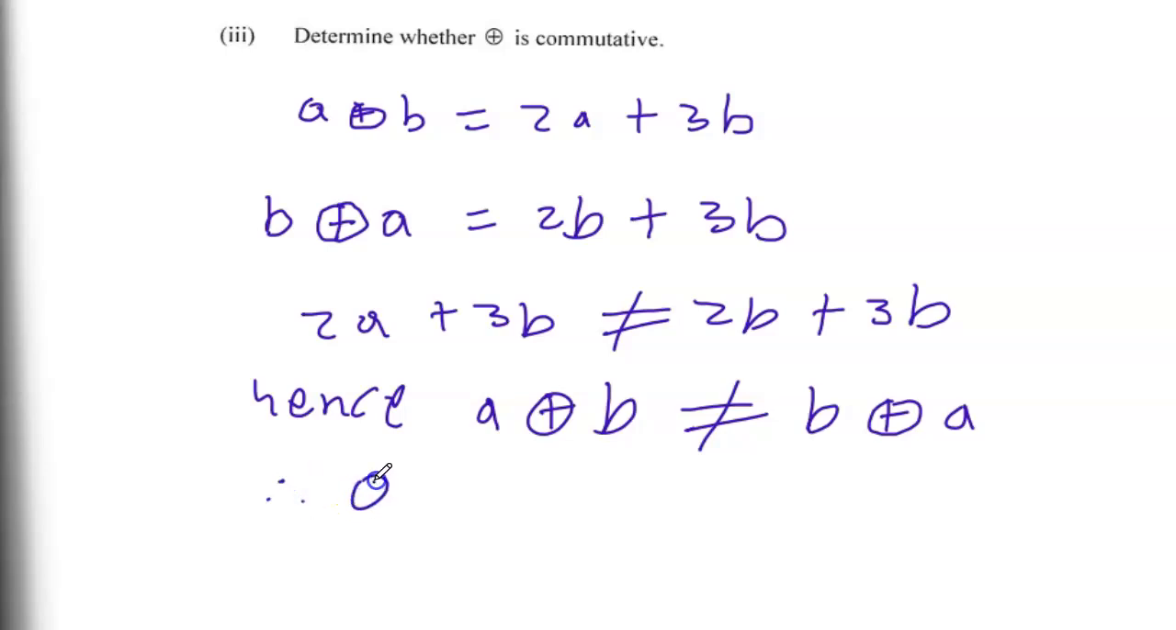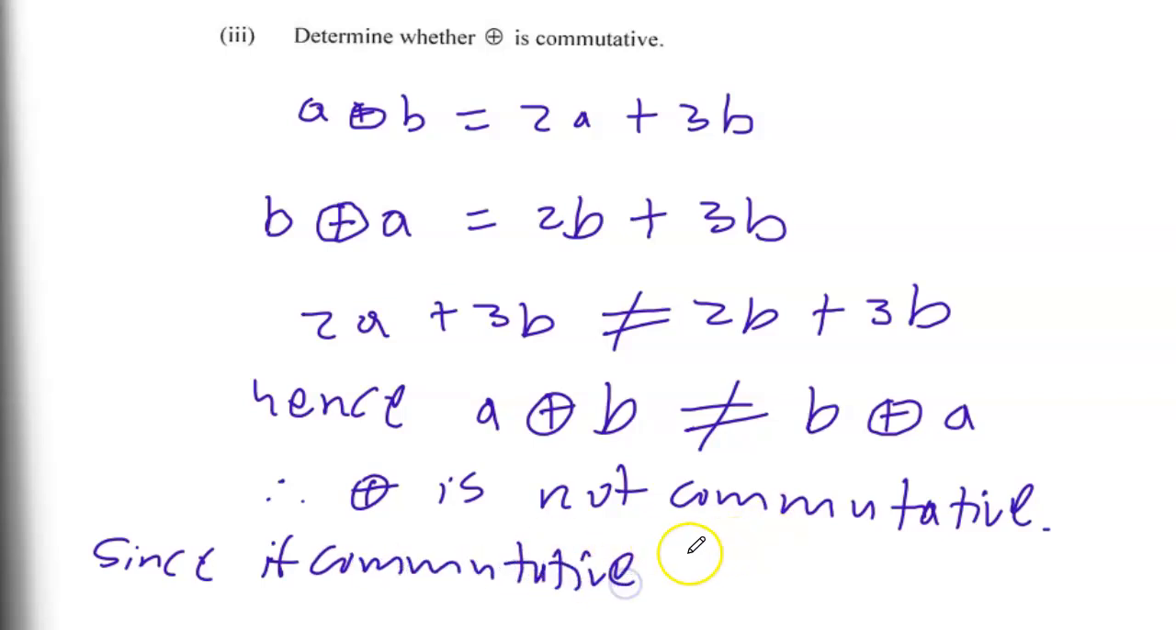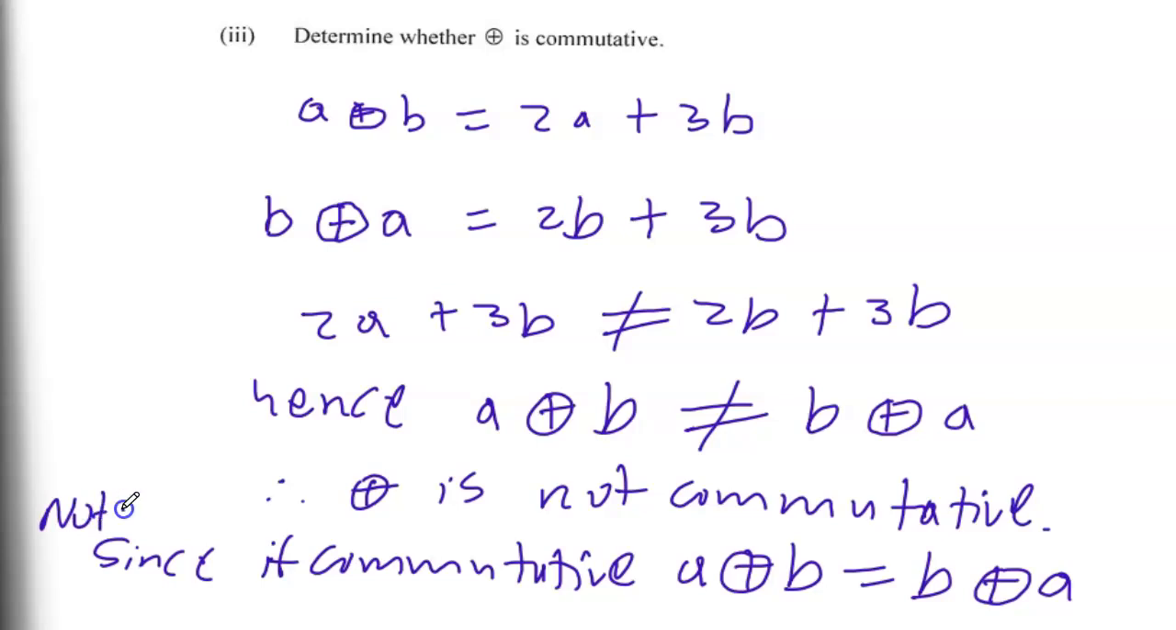Therefore, the operation is not commutative. Because if it was commutative, then those would be equal. And since they're not equal to each other, then it's not commutative.